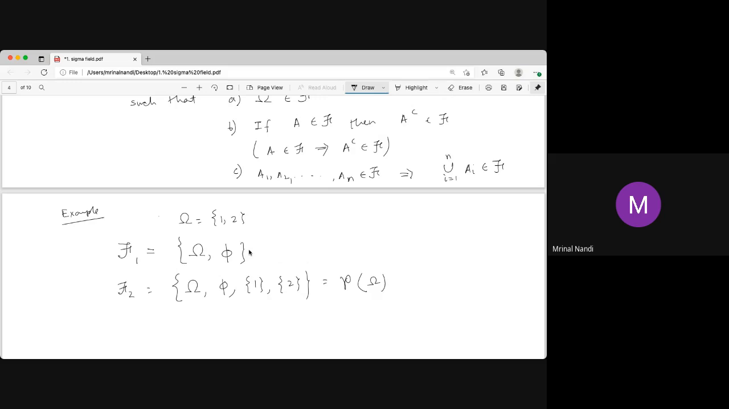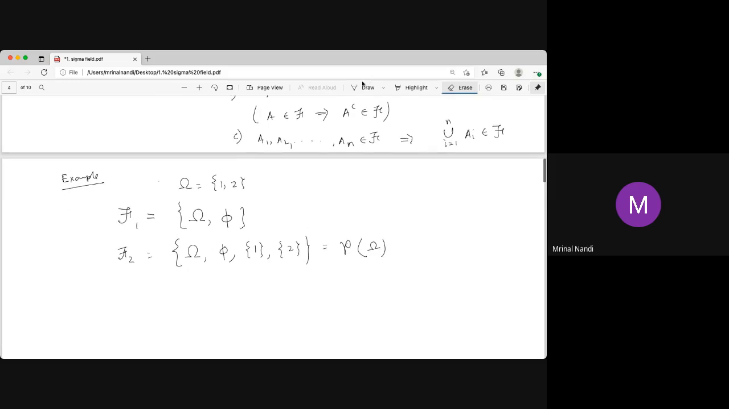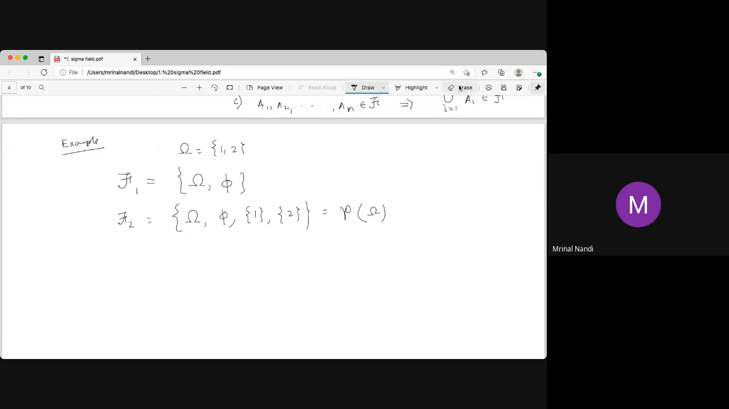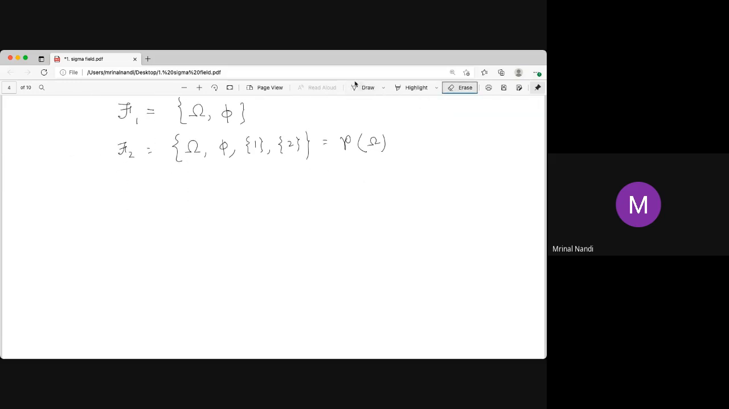Among all these 16 collections, if you take just omega and the set containing 1, this is not a sigma algebra. This is not an algebra. So this is one more example. And if you have a set of 3 elements, then it becomes larger and larger. So this is clear, what is a sigma algebra, what is an algebra. Now we are going to define sigma algebra.